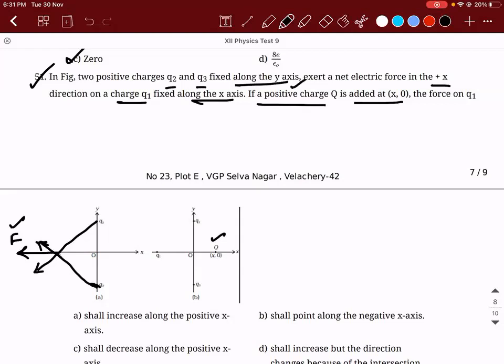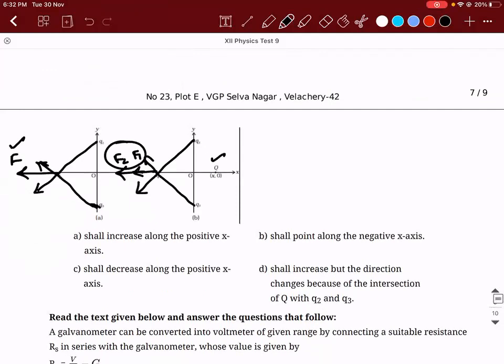So that is also a positive charge. So what will it try to do? Along with the resultant of these two forces, this one will also add to it. So it will become F1 plus F2. Correct? So it will increase along which direction, guys? Negative x direction. So that should be the answer.